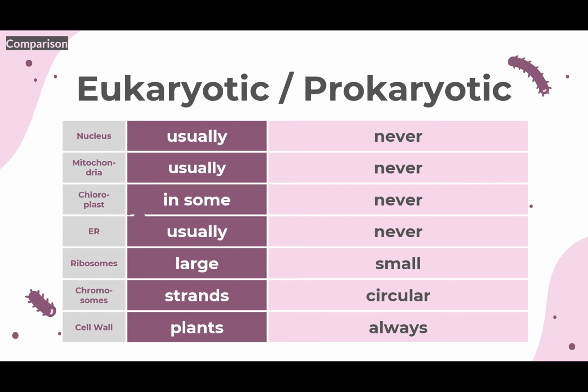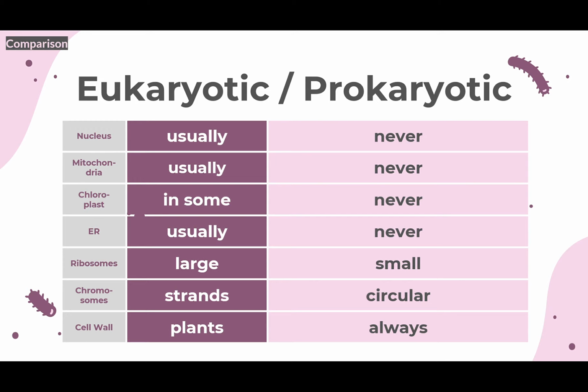We have ribosomes that are relatively large with a 30 nanometer diameter, so about 80 S, the Svedberg unit. And in prokaryotic cells, they are relatively small in comparison, only 20 nanometers and 70 S. Now, chromosomes in the eukaryotic cell are long strands with histone proteins, and in the prokaryotic cells, the DNA is present but not associated, but a circular one may be present.